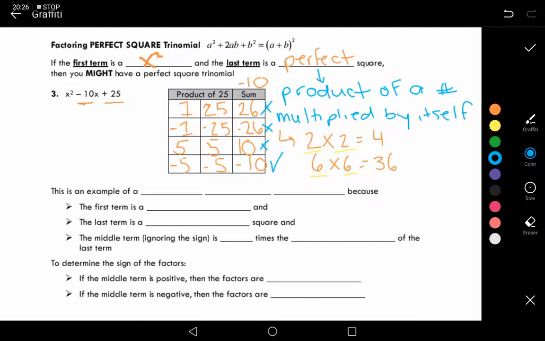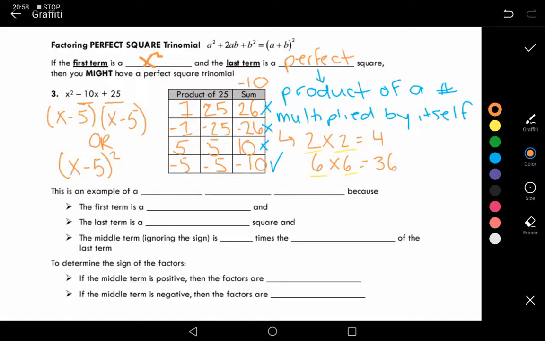Okay, so notice how those are the same. I'm multiplying the same number together. That means I do have a perfect square trinomial. And the reason for that, you could write this out exactly how you did before. Okay, so we could just write x minus 5 in one bracket and x minus 5 in the other bracket. Okay, but because those are the same, we have another simpler way to write this. We would just write this as x minus 5 squared.